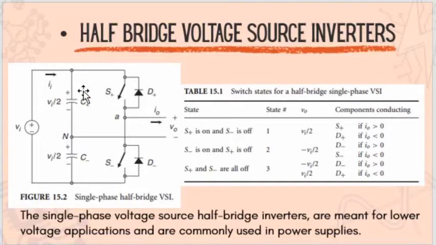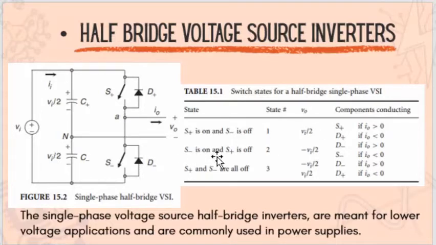Table 15.1 shows switch states for a half-bridge single-phase VSI. We have here switch positive and switch negative. First stage: switch positive is on and switch negative is off, meaning this switch is closed and this one is open. So at this output voltage, we will have a closed loop here, knowing that the voltage at C plus is equal to input voltage divided by 2. And at the output, using the KVL equation, we will have VI over 2.